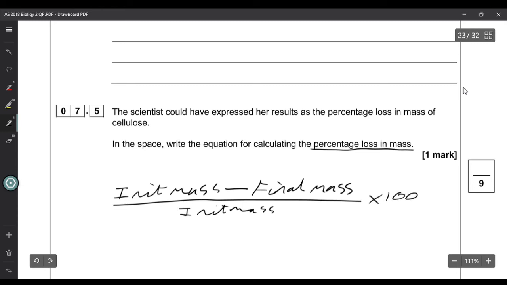Now, you've got to be precise with the language you use in this. So we've talked about initial mass and final mass. Some students put things like new or old mass or total mass, and that's not really specific enough. It can leave ambiguity about what you mean by new and old and total. So it's important in questions like this to use very precise language like initial and final.